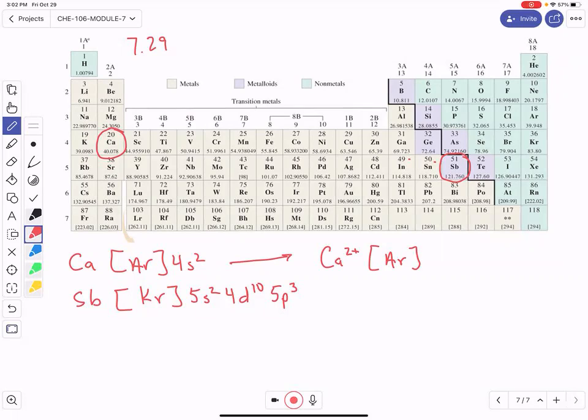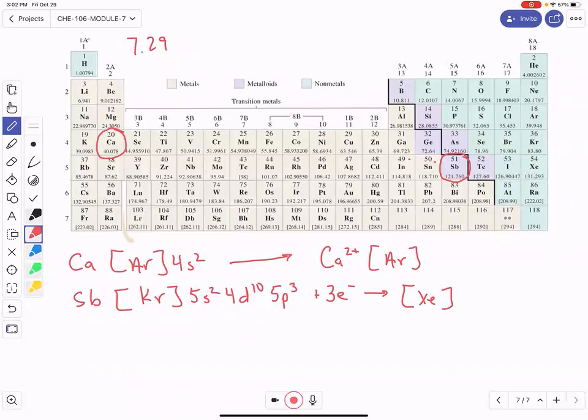Antimony, on the other hand, is going to gain electrons, and it's going to want to gain enough electrons to do the same thing, take it to a noble gas configuration. So if antimony is right here, it's going to want to gain 1, 2, 3 electrons. So if I add in 3 electrons to antimony, then it's going to become the same electron configuration as xenon.